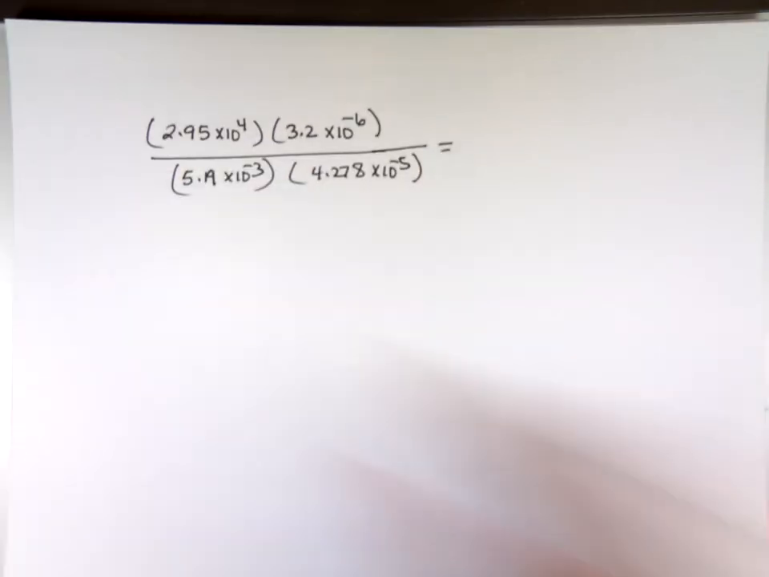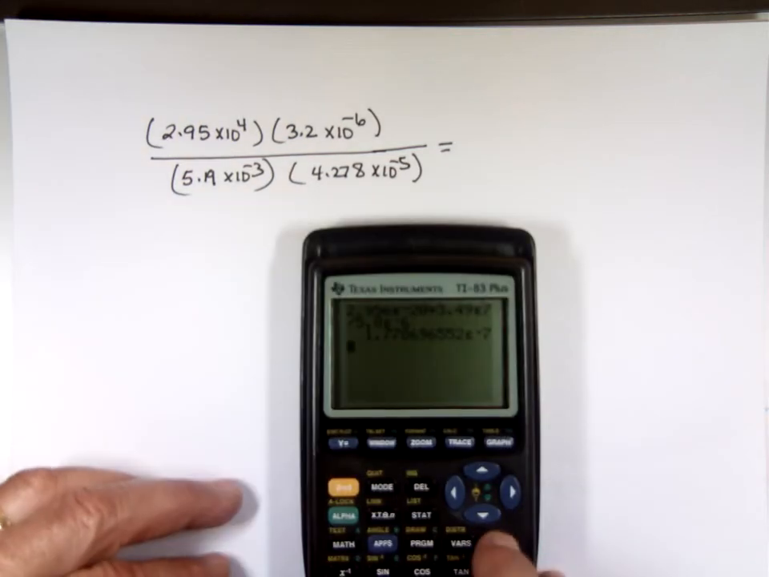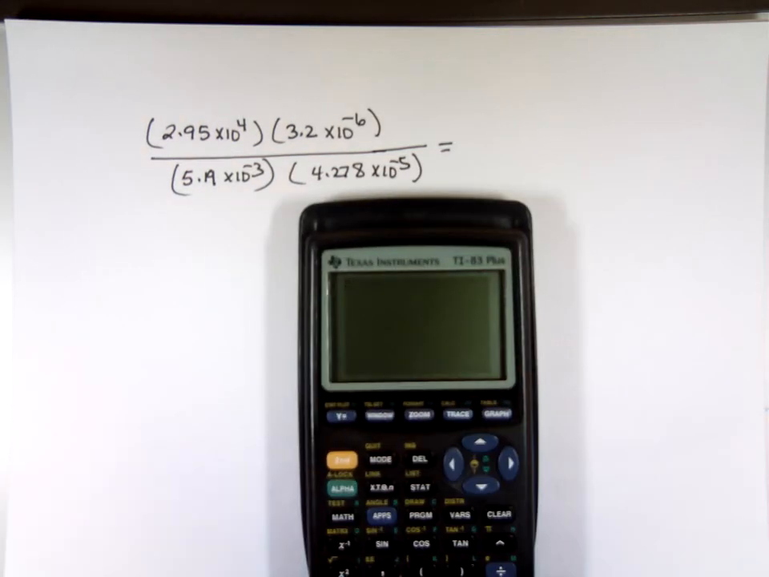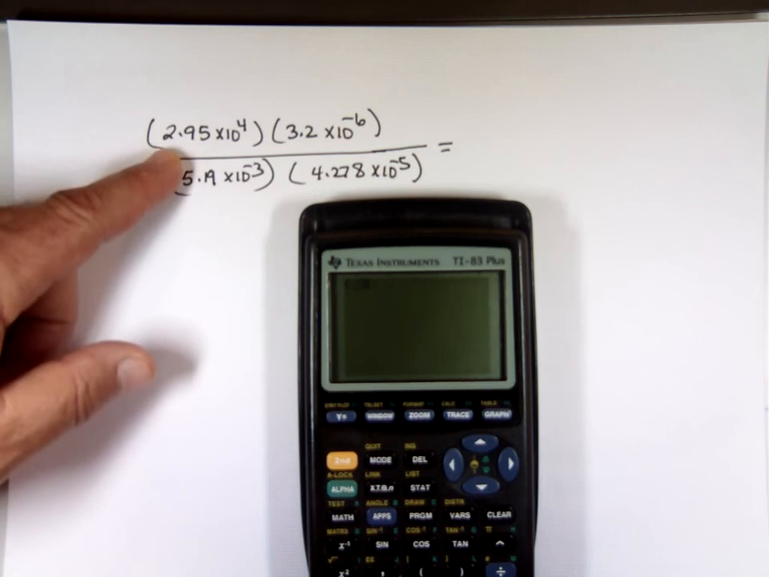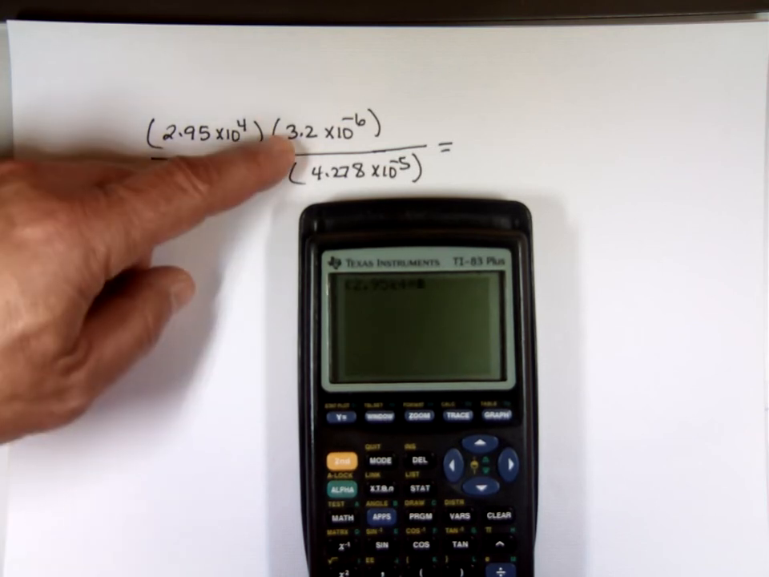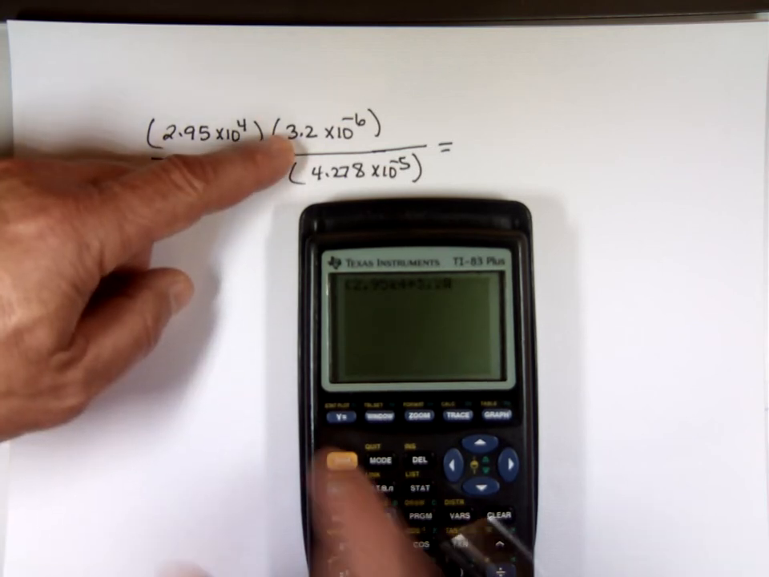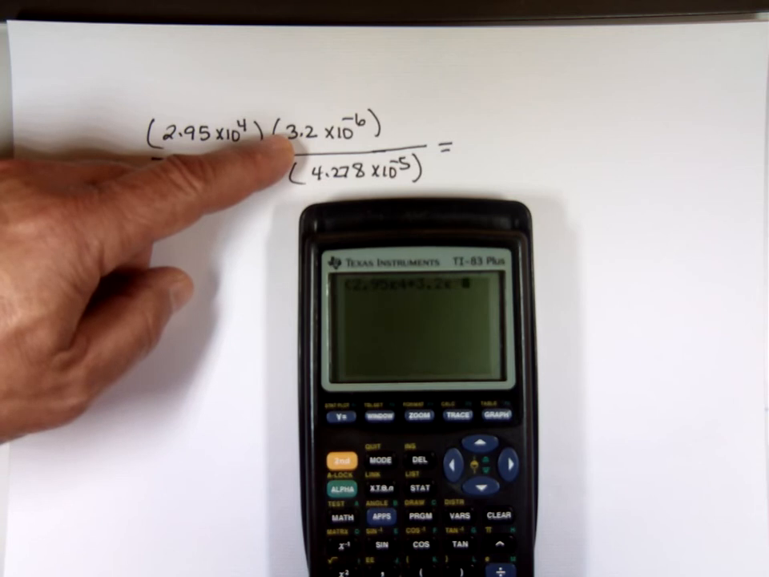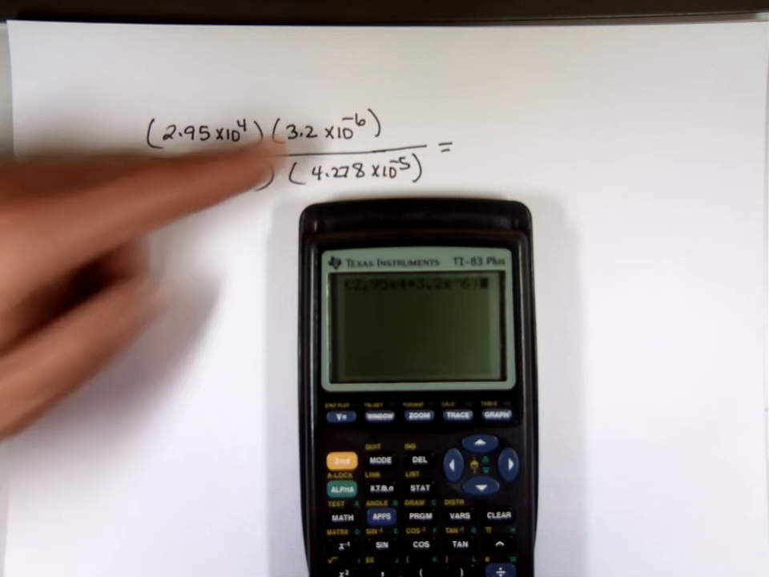Notice you have numbers, bottom, top, everything. It is safer to use parentheses here. That's what I would recommend. Use parentheses to do the whole top. Go 2.95 EE to the 4 times 3.2 EE to the -6. Close the parentheses. That's what's on the top.